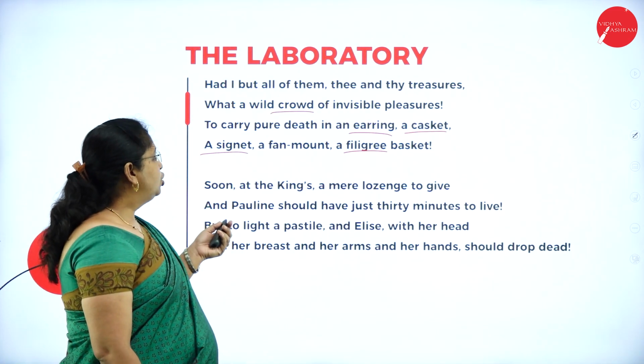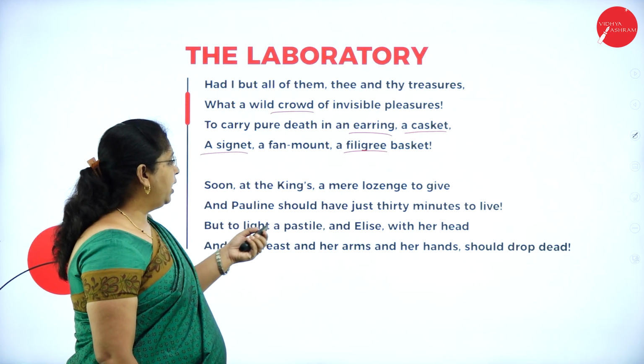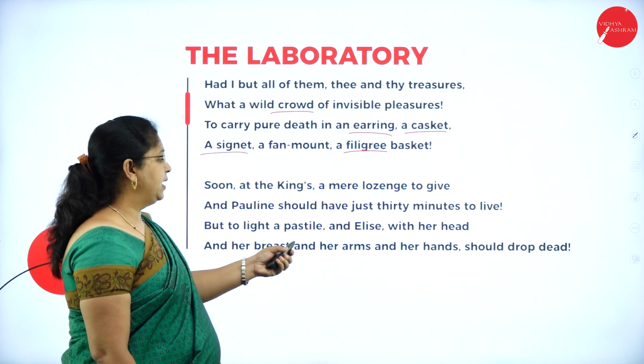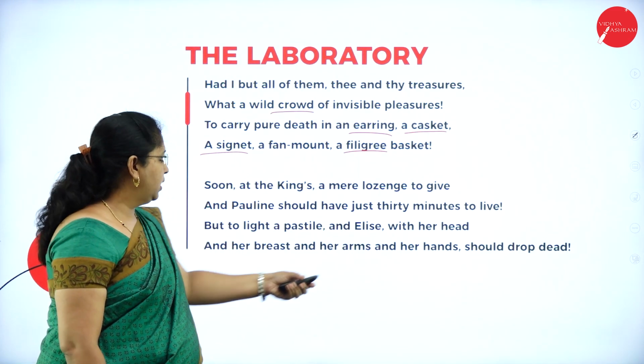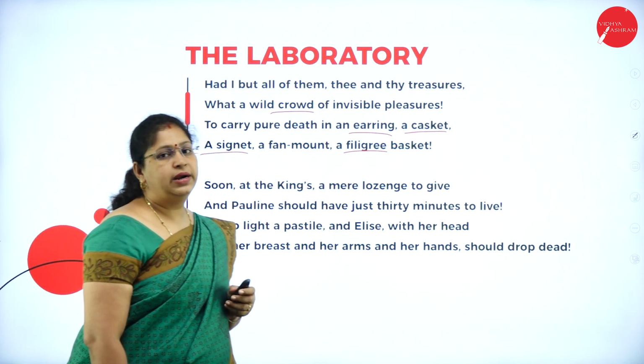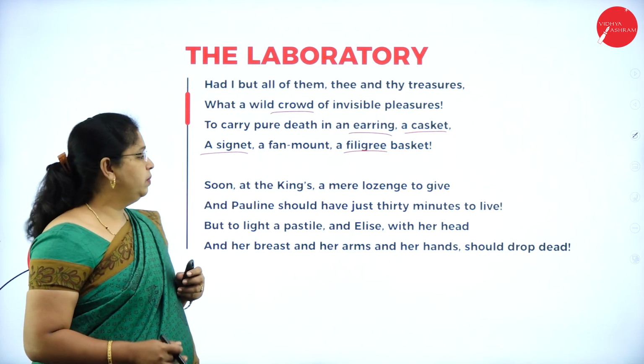Soon at the king's a mere lozenge to give, and Pauline should have just 30 minutes to live. But to light a pastille and Alice with her head and her breast and her arms and her hands should drop dead.